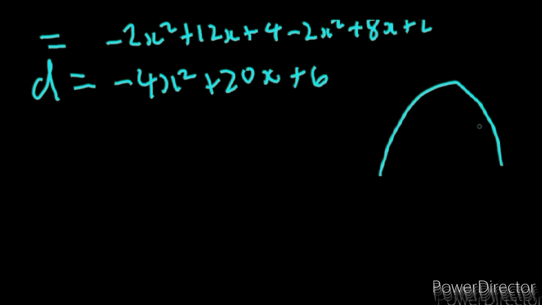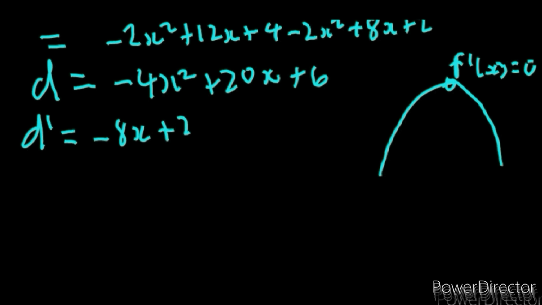So we know that at the turning point, the first derivative is always 0. So we have to find the first derivative. So then this is going to be minus 8x plus 20. So that's the first derivative.